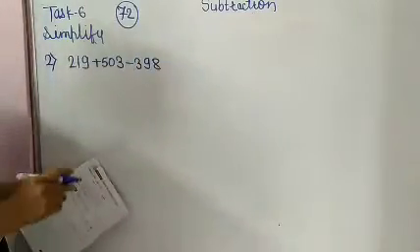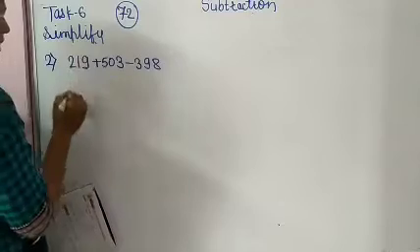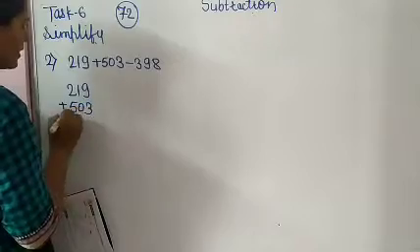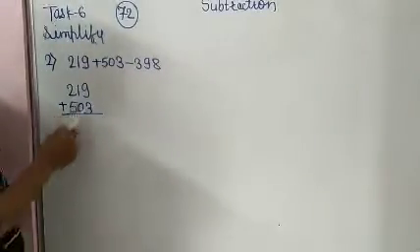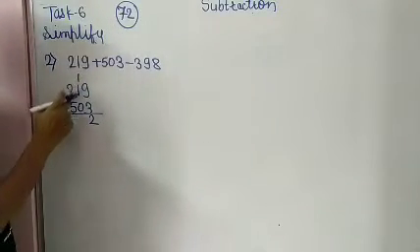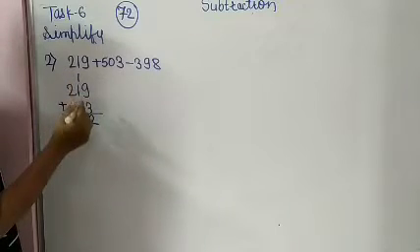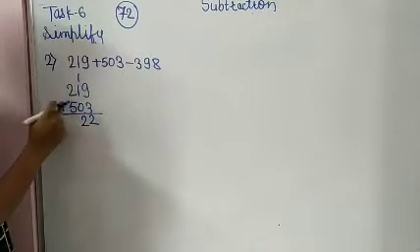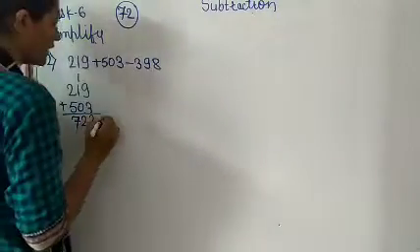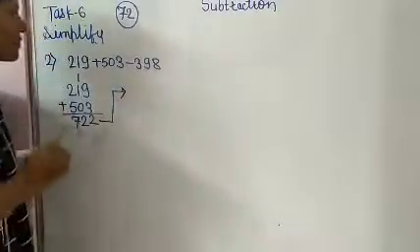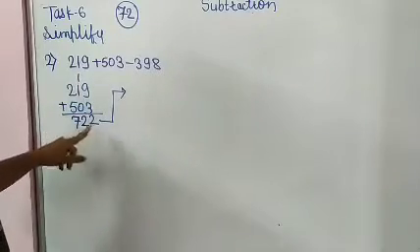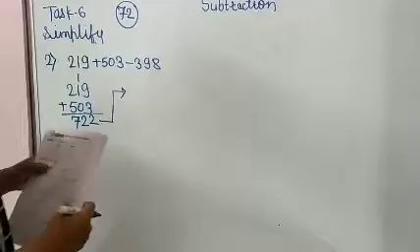Now we have to simplify. Simplify means whatever they given, we have to do that. That is 219 plus 503. So now we add it. 9 plus 3, 12. In 12, 2 is here and 1 will be carry. 1 plus 0, 1. And 1 plus 1, 2. Next, 5 plus 2, how much is it? 7. Now whatever is given here, it will go upside. Why upside? Because this one and this one we add. Now from the sum we have to subtract this one.